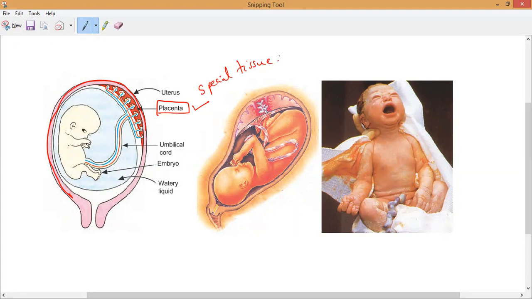Now, if you notice here, placenta will connect the mother's body to the embryo by using a pipe-like structure. Have you seen, guys? Please respond. This is what we call the structure which connects the mother's womb to the fetus, or we can say embryo. That is called the umbilical cord.